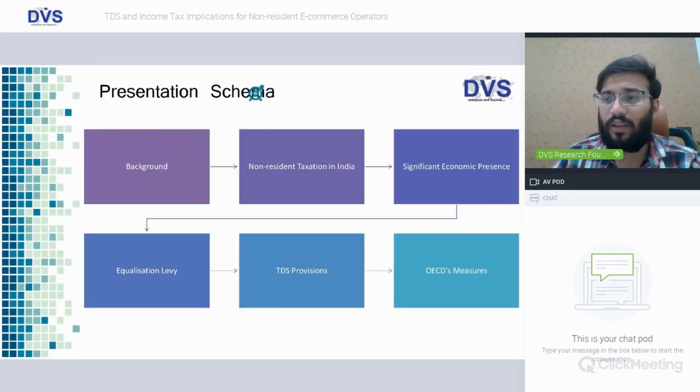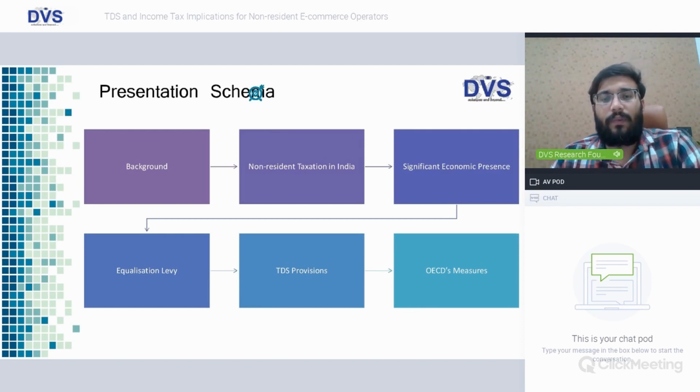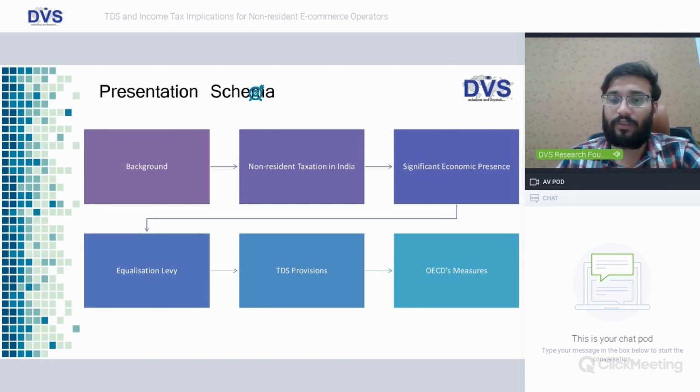The schema for the evening: the background, or rather, I would say the introduction, non-resident taxation in India, significant economic presence, equalization levy, TDS provisions, and OECD's measures in taxing the e-commerce space or e-commerce operators.